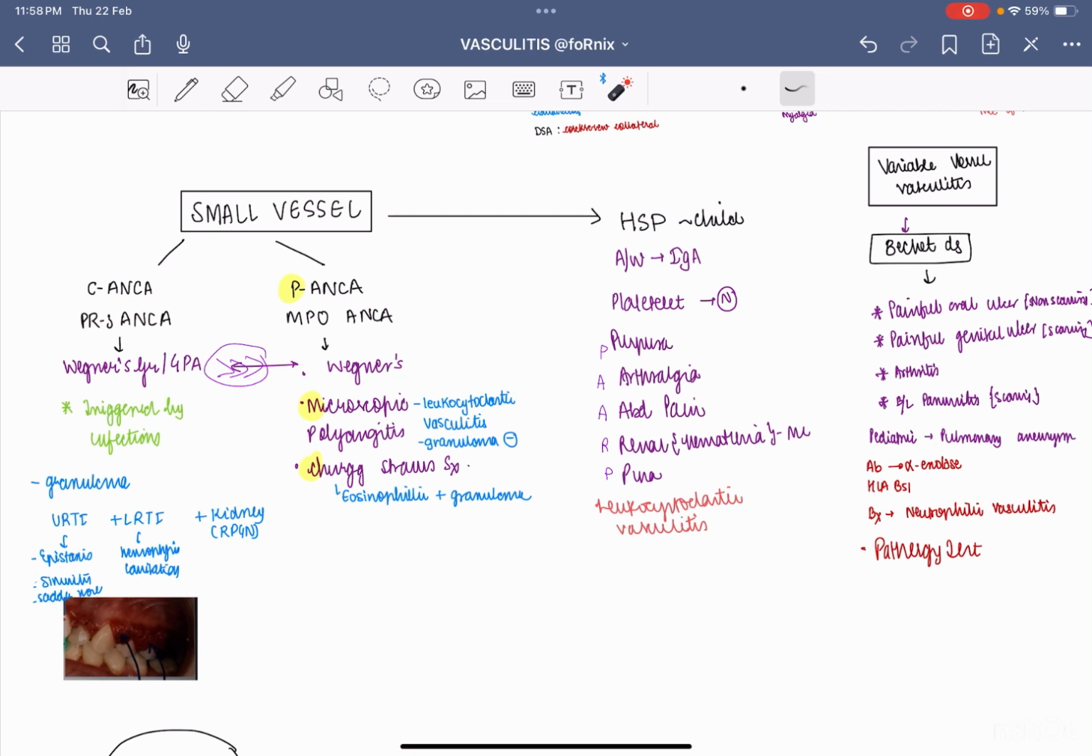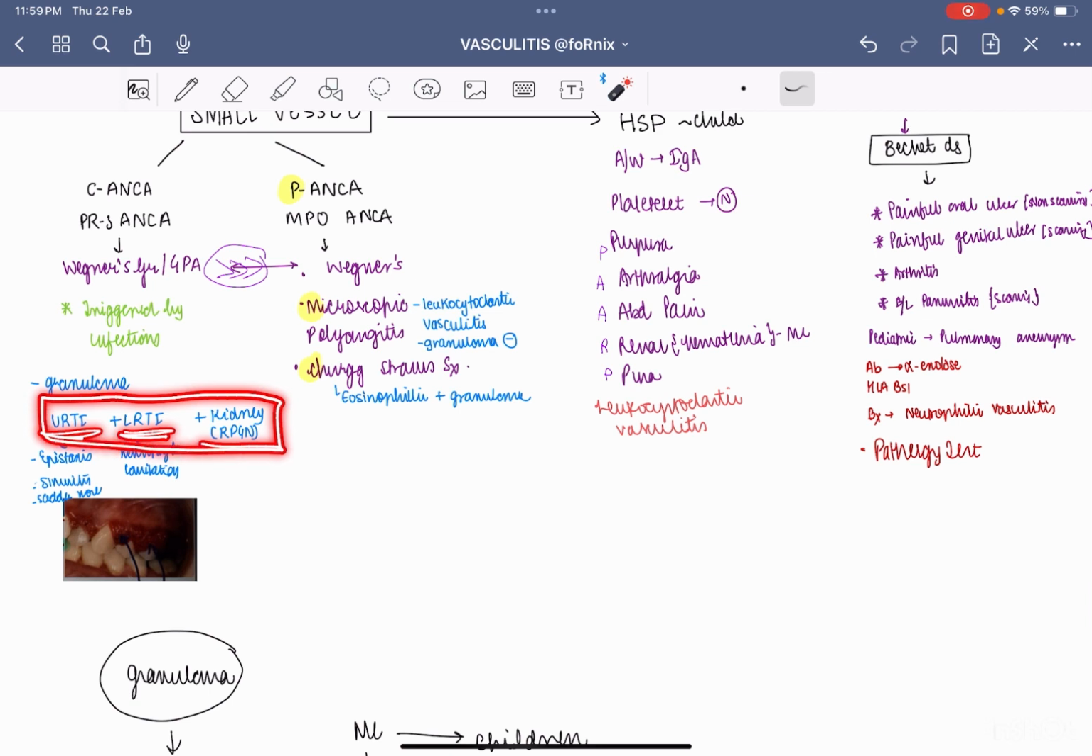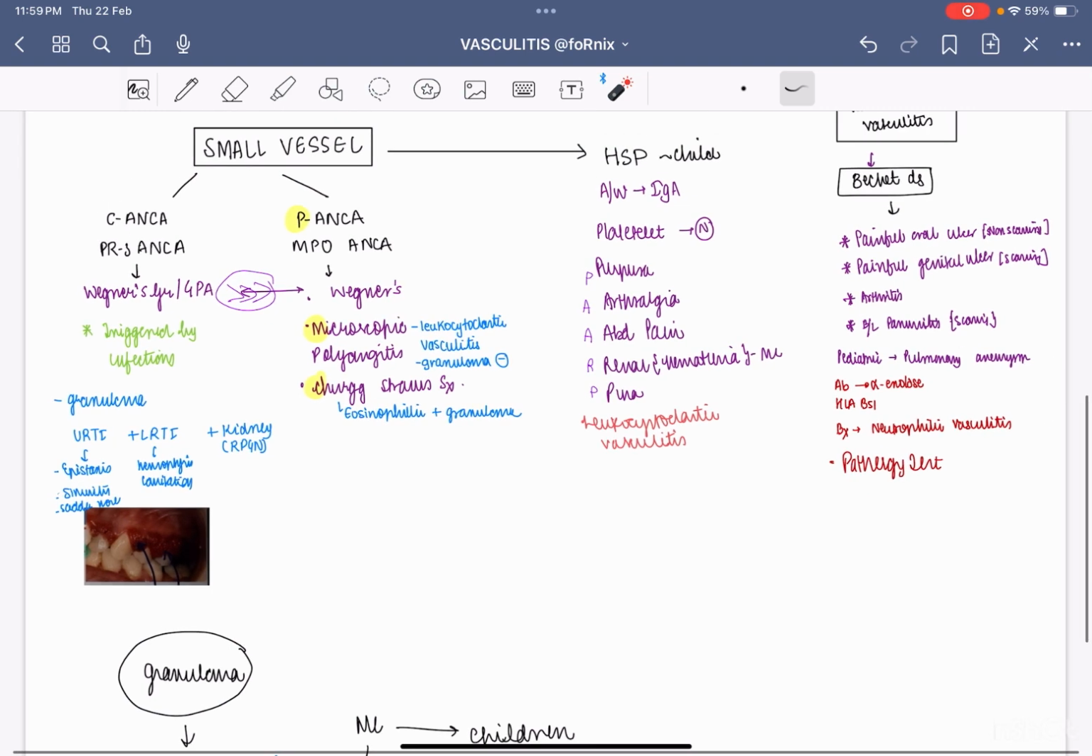This Wegener's granulomatosis is also triggered by infections. These are some features of Wegener's: granuloma is seen, and there is a triad, that is the upper respiratory tract, lower respiratory tract, and the kidney are involved. In the kidney we have RPGN. In the upper respiratory tract we have epistaxis, sinusitis, or saddle nose appearance. In the lower respiratory tract we have hemoptysis or cavitation. So this sums up our ANCA mediated vasculitis.